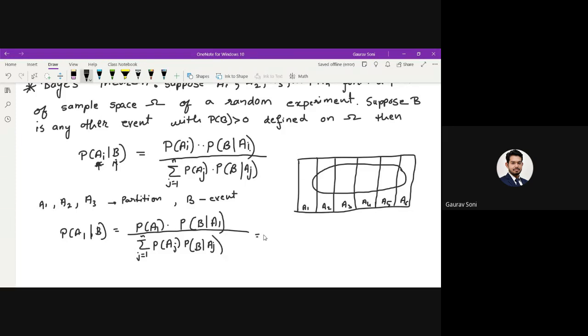So what will this be equal to? P of A1 into P of B when A1 has occurred, upon P of A1 into probability of B when A1 has occurred, plus probability of A2 into probability of B when A2 has occurred, plus probability of A3 into probability of B when A3 has occurred.